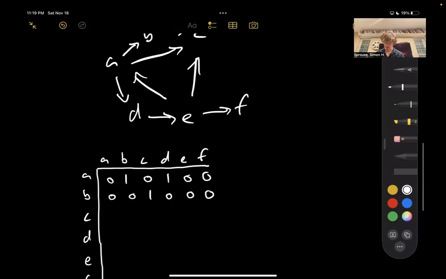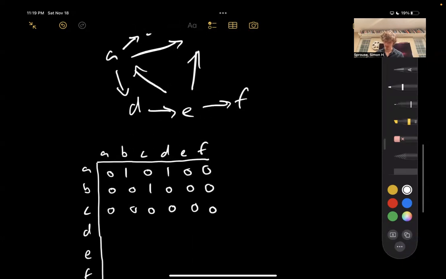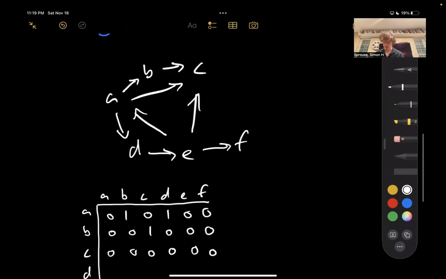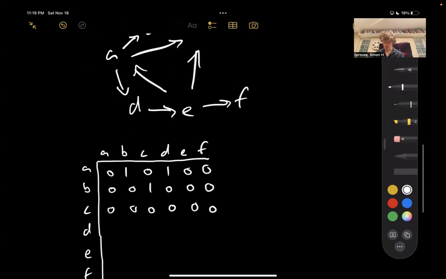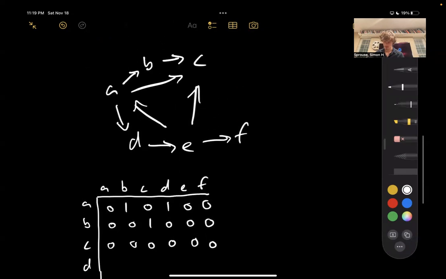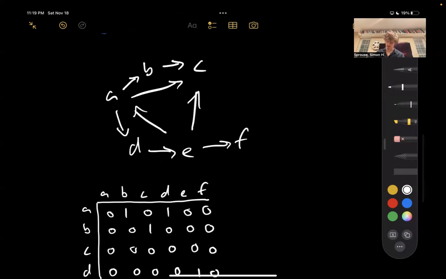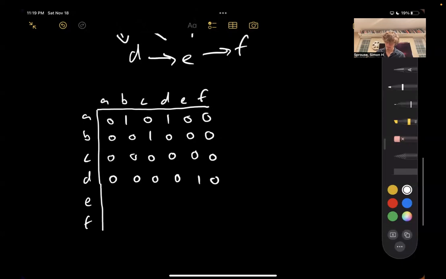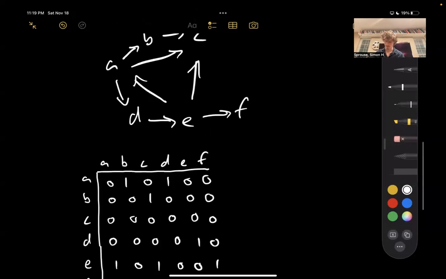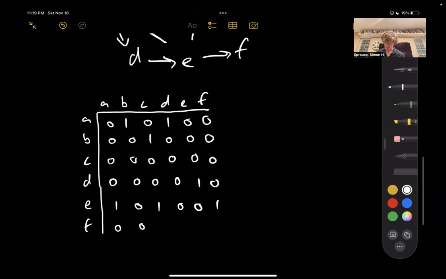And then let's see, C is connected to nothing, where 0 means no connection between two nodes and 1 means a connection. D is connected to E, I think was the only one. I hope I'm getting this right, y'all. If I mess this up, again, don't get hung up. Let's see. So E is connected to A, C, and F. And then F is connected to nothing. So this is the adjacency matrix.